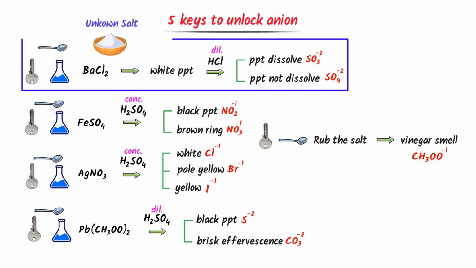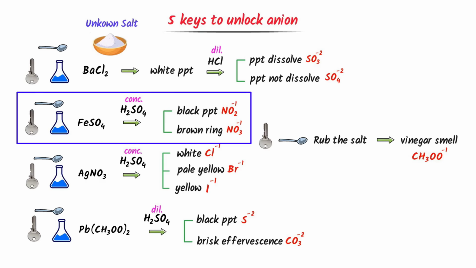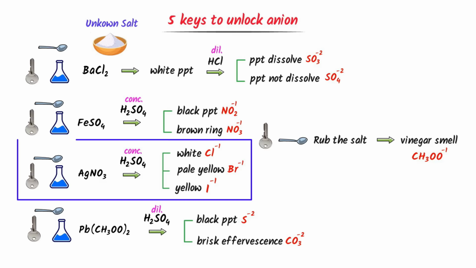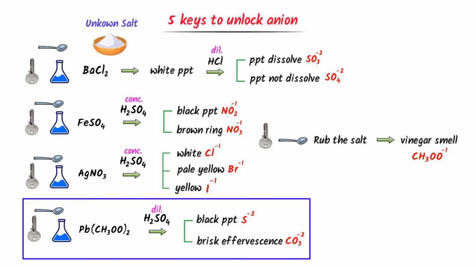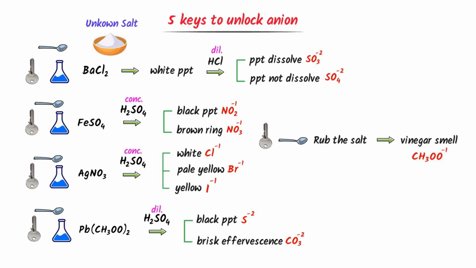Therefore, using the first key, we unlock sulfide ion or sulfate ion. Using the second key, we unlock nitrite ion or nitrate ion. Using the third key, we can unlock chloride, bromide or iodide ions. Using the fourth key, we can unlock sulfide or carbonate ions. And using the fifth key, we can unlock acetate ion. Thus note down all these 5 keys to unlock any anion of an unknown salt.